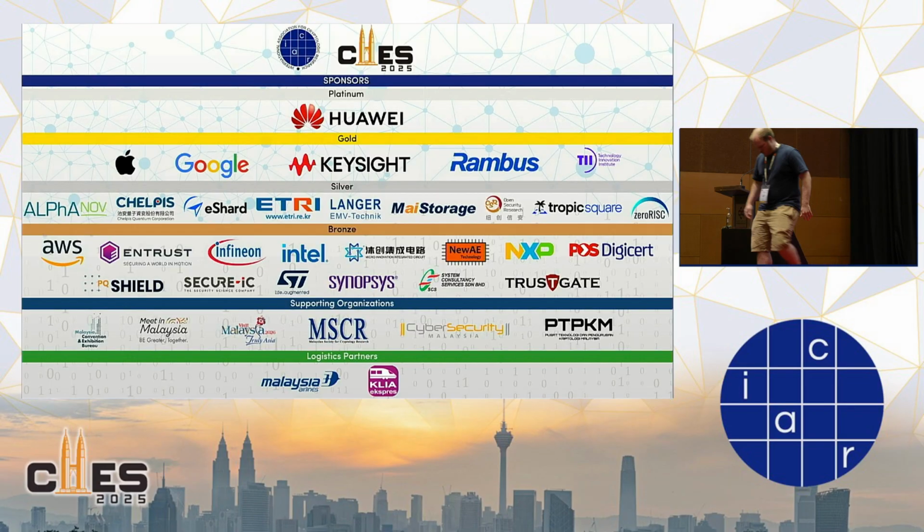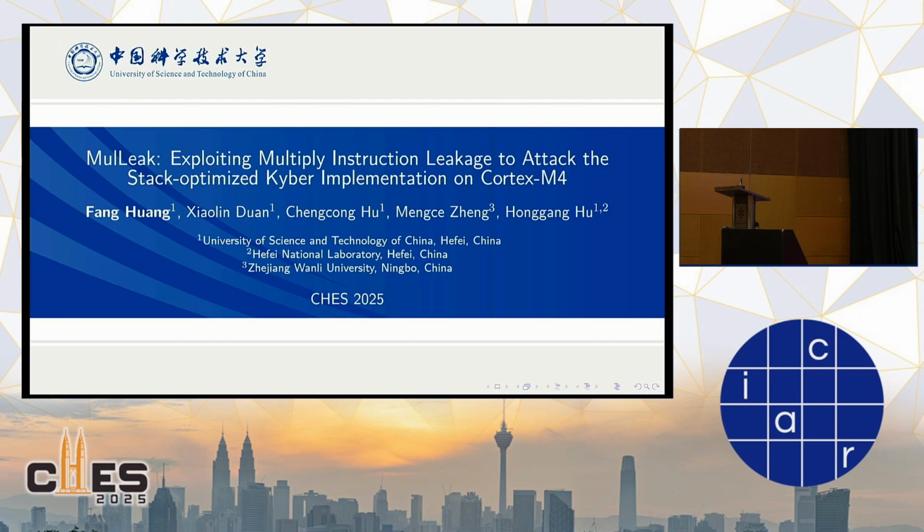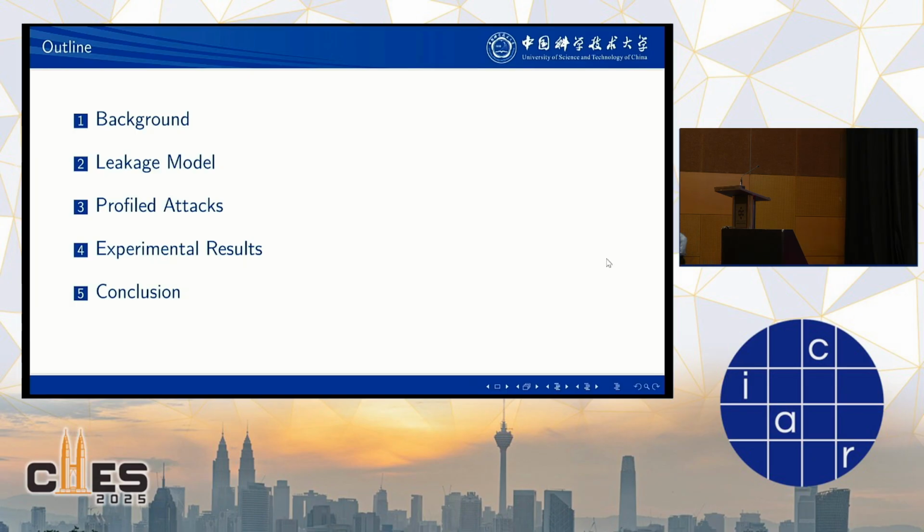So the final paper in this session is called Malleek, and the speaker is Fan Huang. He's not present here, so we have a video for it. To attack the stack-optimized Kyber implementation on Cortex M4. A joint work with Xiaoling Duan, Chen Chonghu, Meng Cezhen, and Honggang Hu. Our presentation starts from the background. Then we will introduce our proposed model and attacks. Finally, we will discuss our experimental results and make a conclusion.